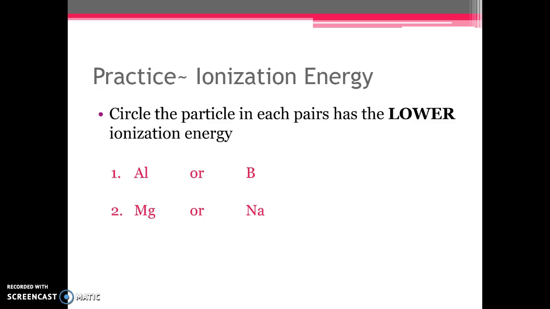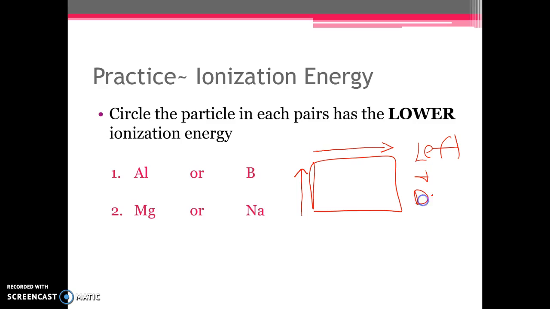For ionization energy, you're looking for the one that's lower. Ionization energy increases as you go to the right and as you go up. So the lower is going to be left and down again. So looking at the periodic table, aluminum is lower on the periodic table and sodium is more to the left.